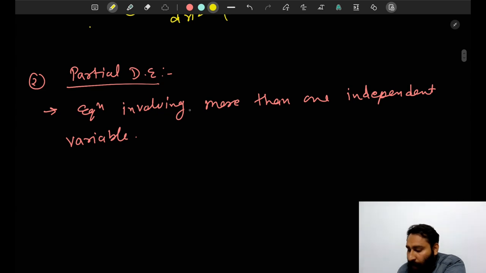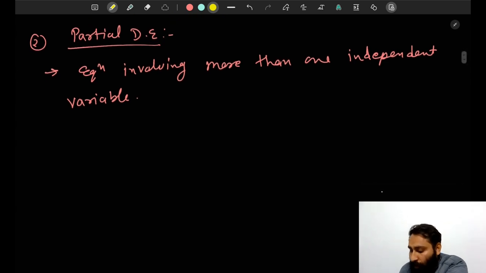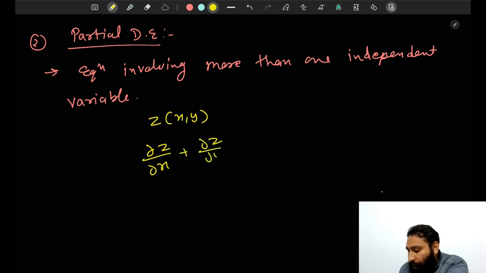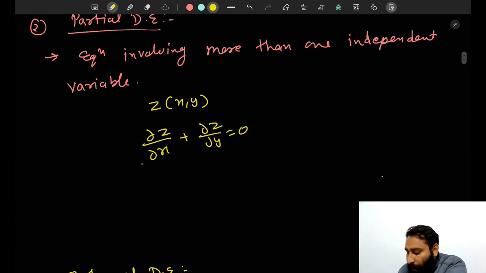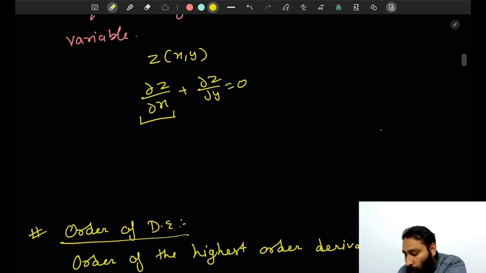So we see definition: equation involving more than one independent variable is called partial differential equation. Like z is the function of x comma y. So we write del z by del x plus del z by del y is equal to 0. In ordinary differential equation, these terms are called total derivative terms, and in partial differential equation, partial derivative terms are present. Okay, del z by del x, partial derivative of z with respect to x. Del z by del y, partial derivative of z with respect to y.